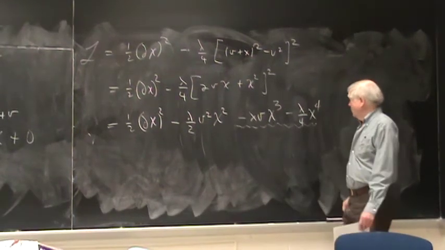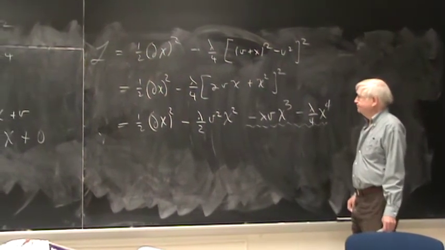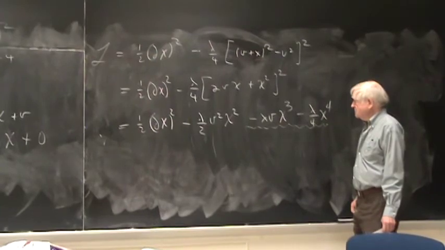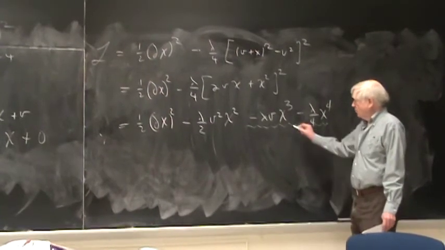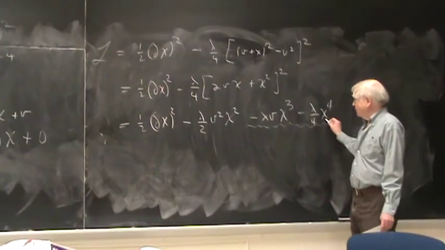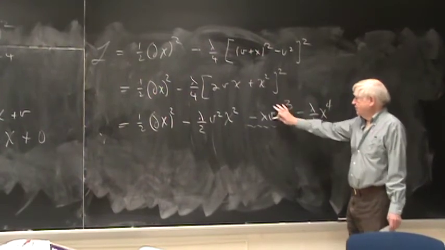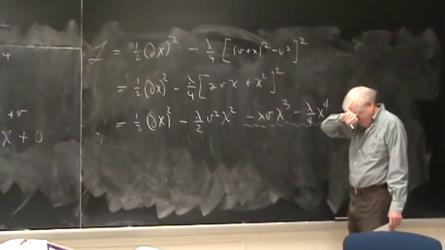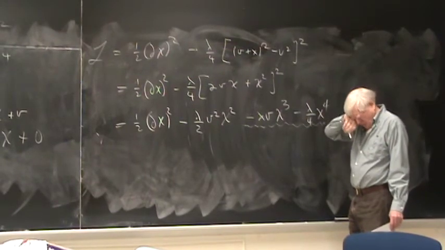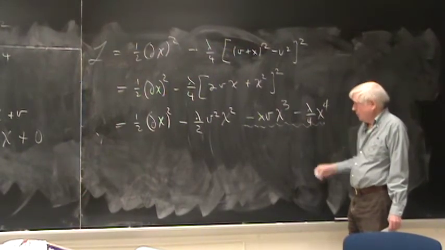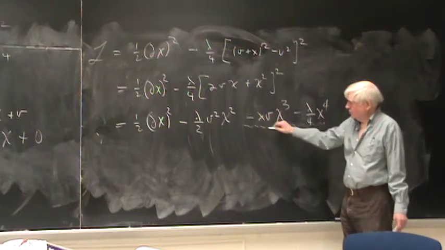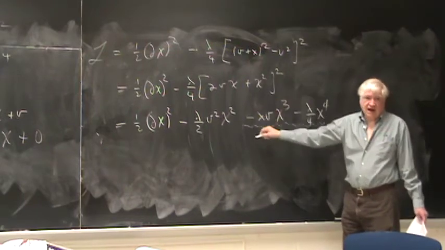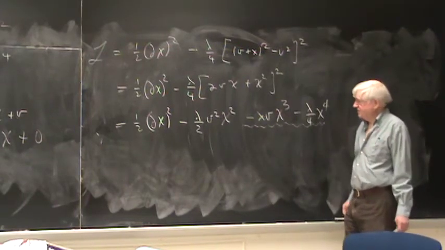In any event, if λ is small, and if we're also going to think of χ as small, then, at least in figuring out what this theory looks like, what the normal modes of the theory are, we usually ignore the higher powers of the field.